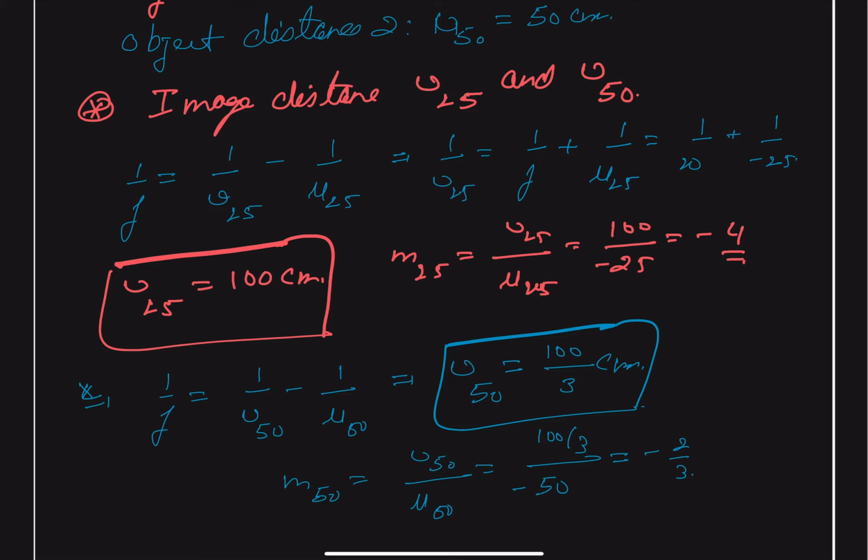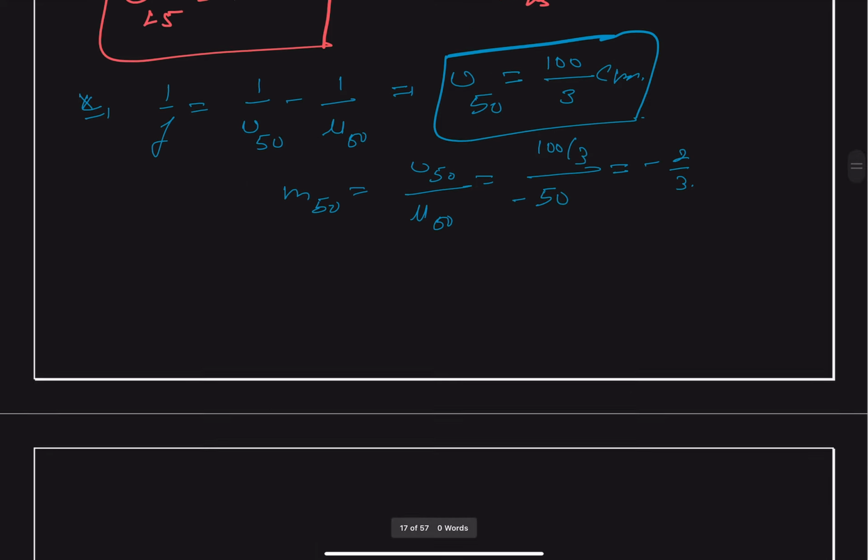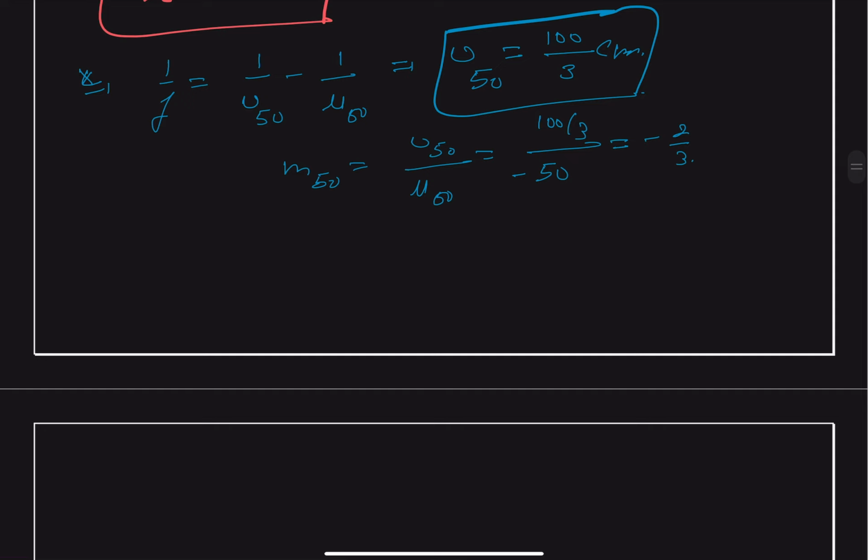Now we have to find out the ratio. So we get the ratio of M25 to M50 will be equal to 25 was our minus of 4, divided by minus 2 upon 3. So this gives us that the ratio is equal to 6.